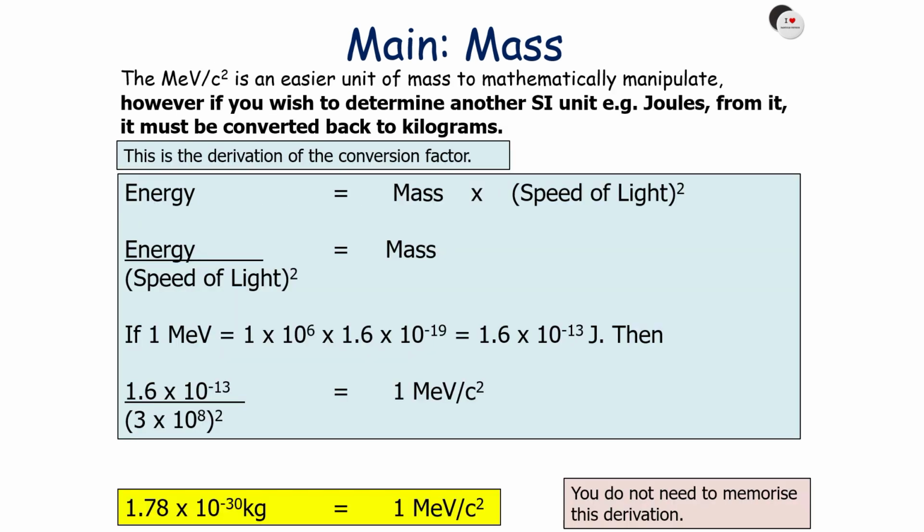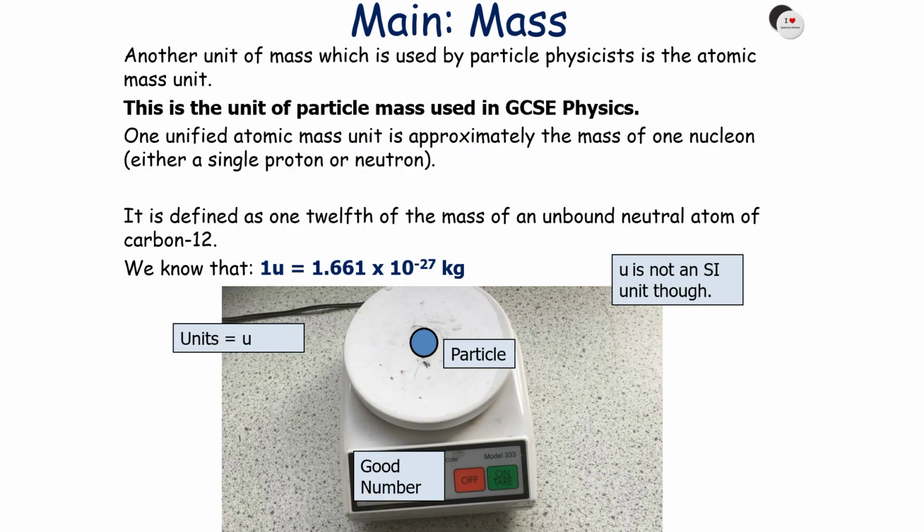Now the MeV/c² is an easy unit of mass to mathematically manipulate. However, if you wish to determine another SI unit, so for example meters or a derived unit such as hertz, it's got to be converted back to kilograms. Now our conversion factor is that 1 MeV/c² is equal to 1.78 times 10 to the minus 30 kilograms.